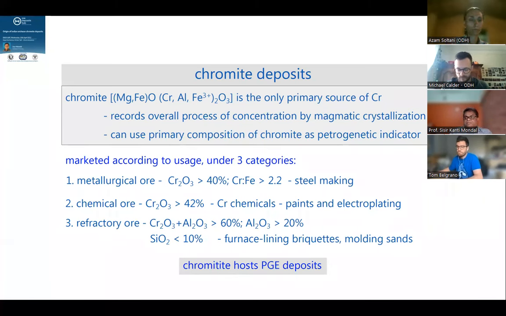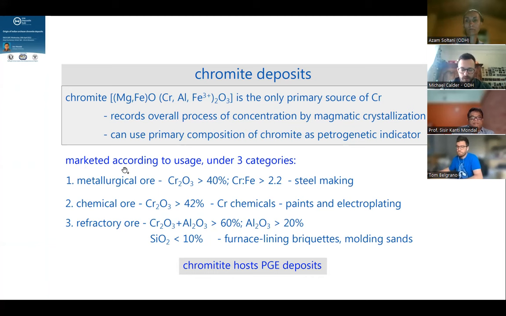So we can analyze those primary composition of chromite along with the coexisting olivine or other ferromagnesian silicates, and together they can give some valuable petrological information as well as the evolution of the coexisting parental magma. So we can use this composition as a petrogenetic indicator to understand the evolution of the ultramafic igneous complex.